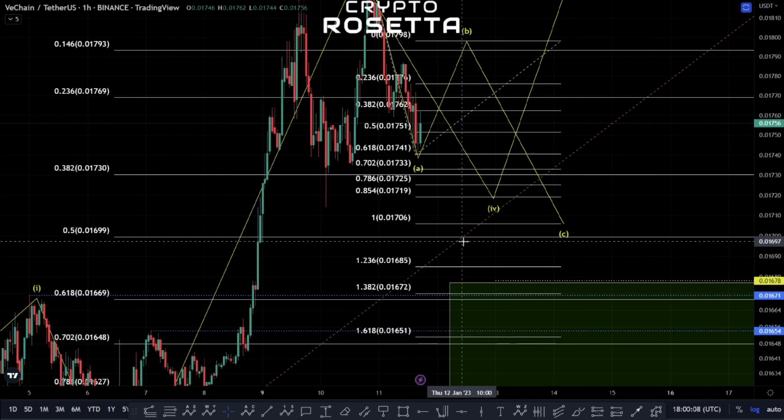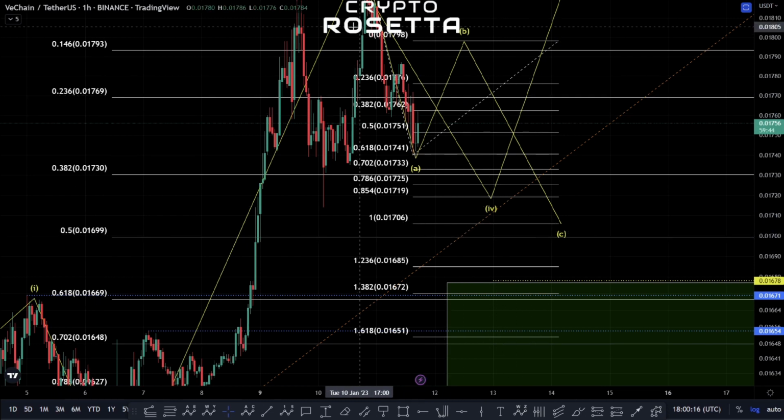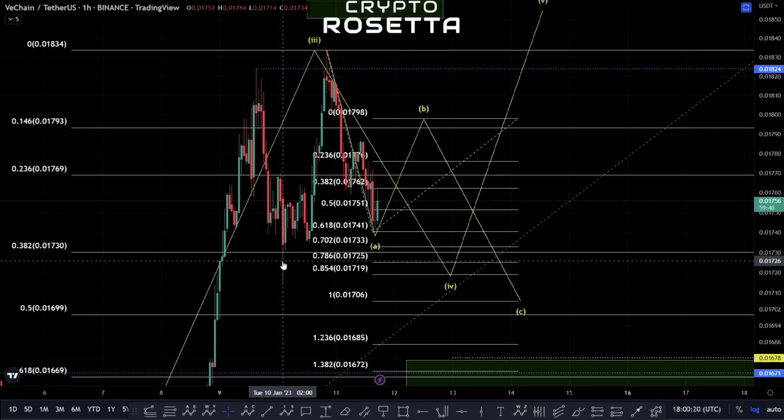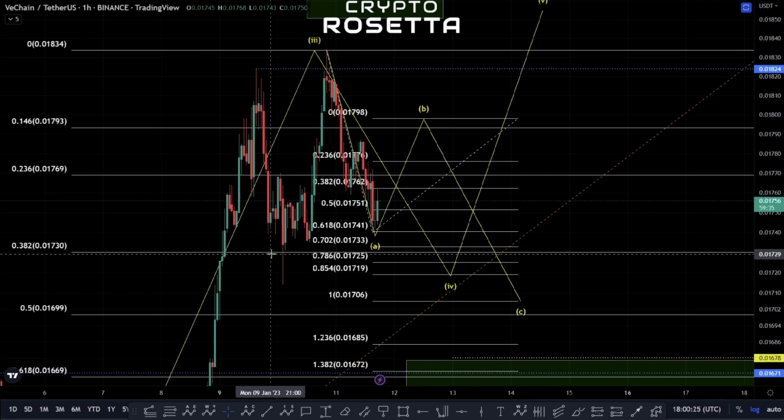So that 1706, like we talked about previously, would be quite close to this 1699 zone. So this could be potentially what's going on. We could see this become a more complex correction here. I wouldn't say that it's a triangle. I don't think that fits.